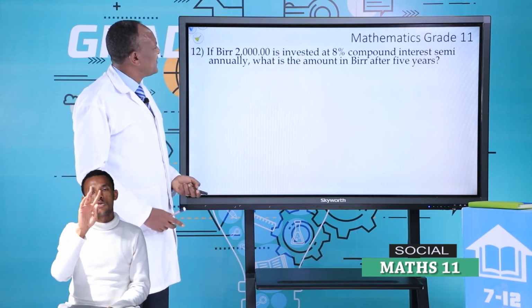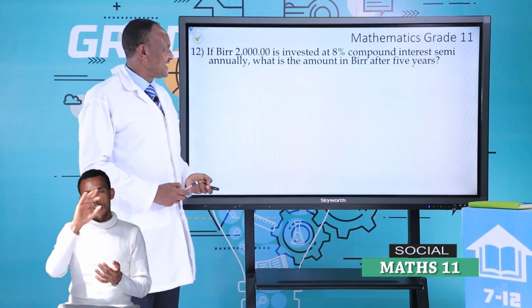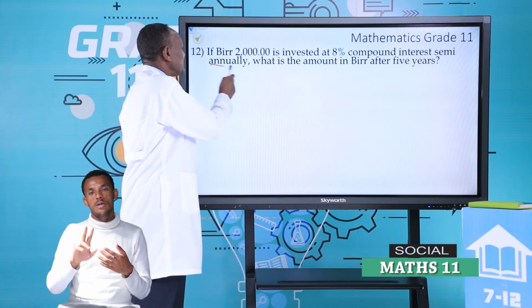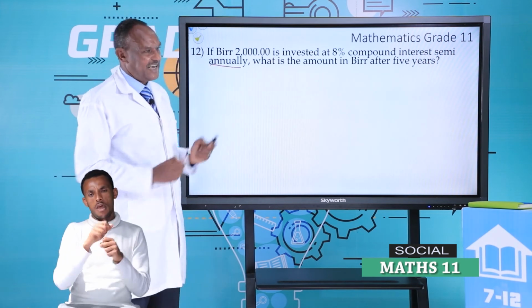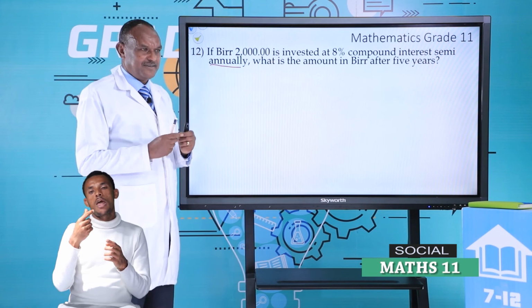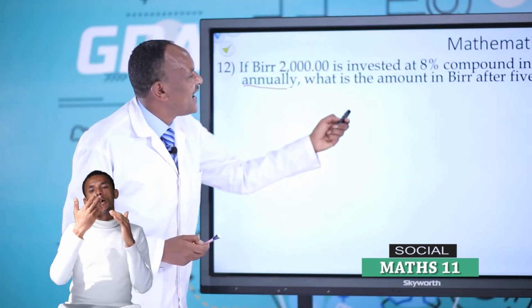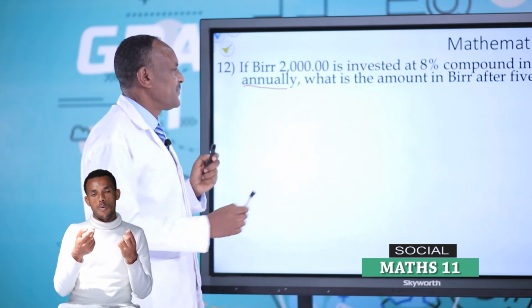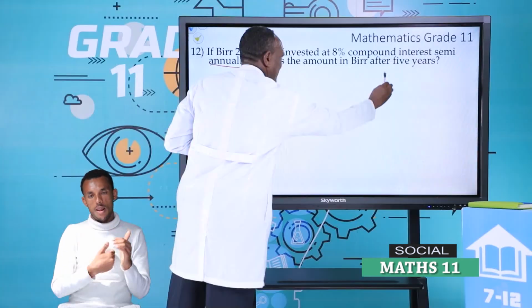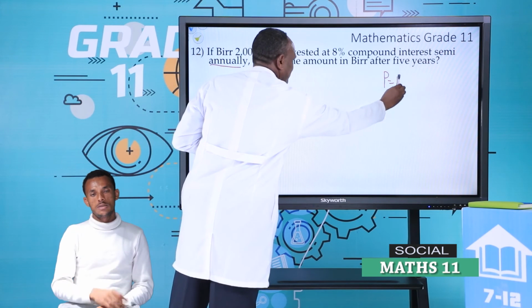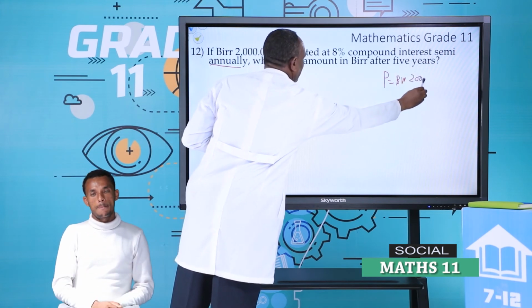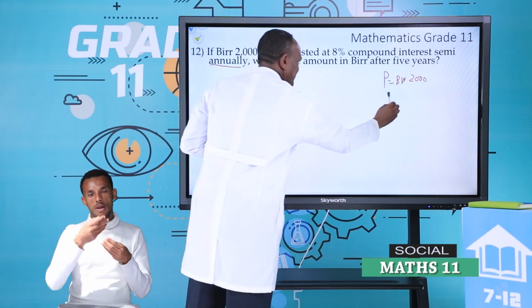The other one: if birr 2,000 is invested at 8% compound interest, semi-annually, that means twice a year, every 6 months the interest will be calculated. What is the amount in birr after 5 years? In this problem, we are given the principal, the amount you have taken, which was birr 2,000.